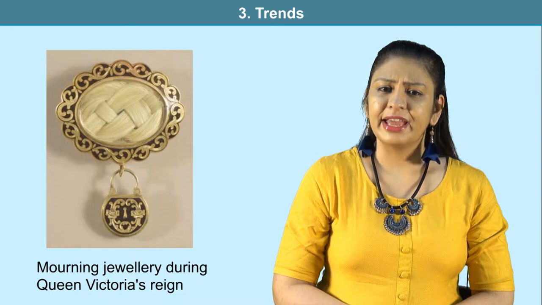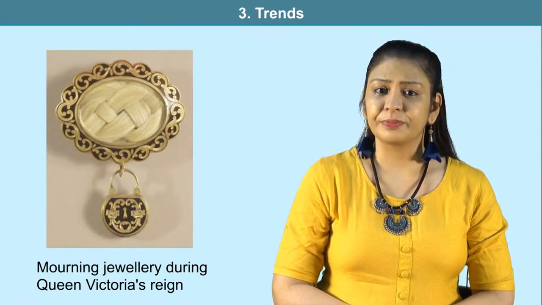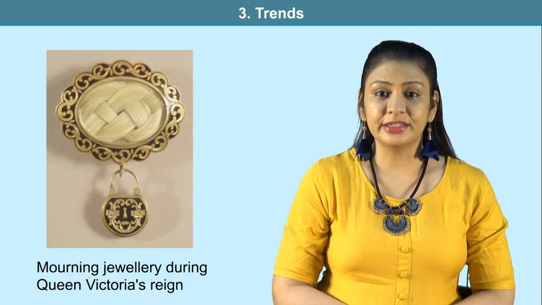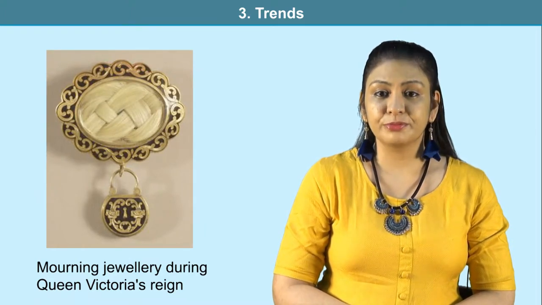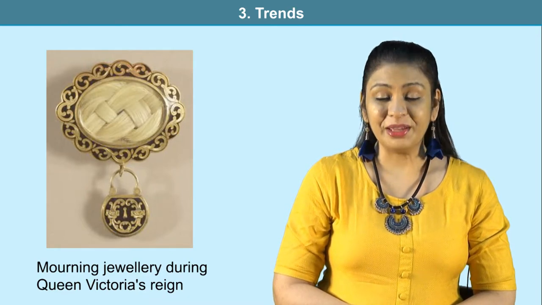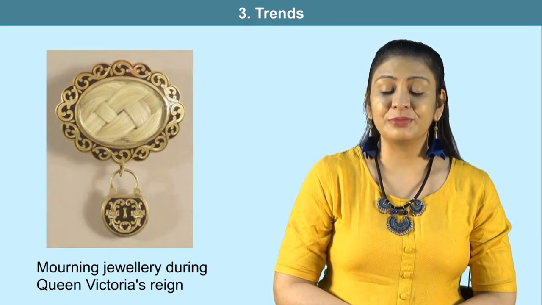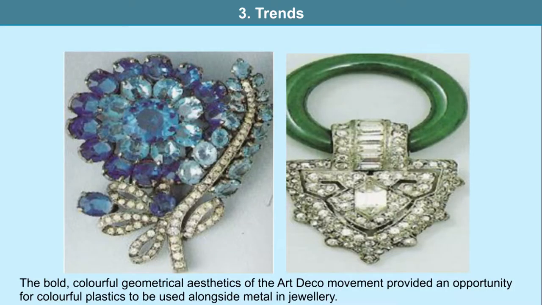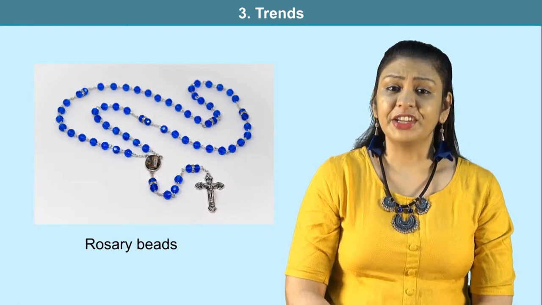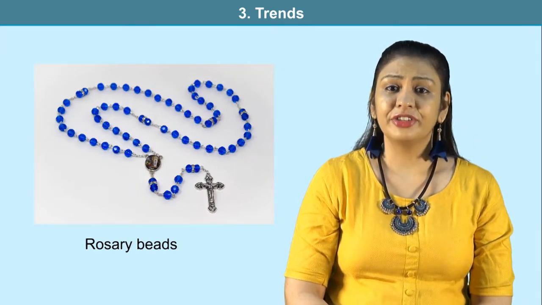The preference for white and light shades in jewelry, including the use of pearls, diamonds, silver, and platinum, reached its peak during the Age of Innocence as a reaction to the suffragettes movement in the West. Not many people know that this is a reason for the popularity of silver and platinum jewelry along with pearls and diamonds in the West even today. The bold, colorful, geometrical aesthetics of the Art Deco movement provided a background for colorful plastics to be used alongside metal in jewelry. Fashion is cyclical and thus often repeats.